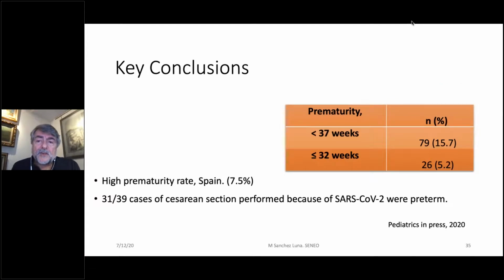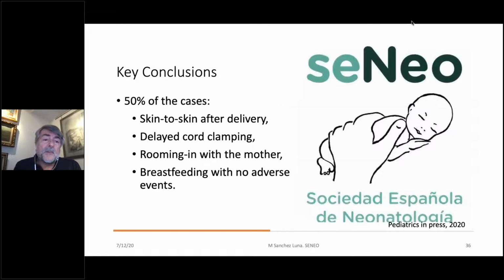What about the prematurity? As I told you, at the beginning of the wave the rate was very high, and thereafter, as I'm going to show you later on, this prematurity rate decreases most of the time.